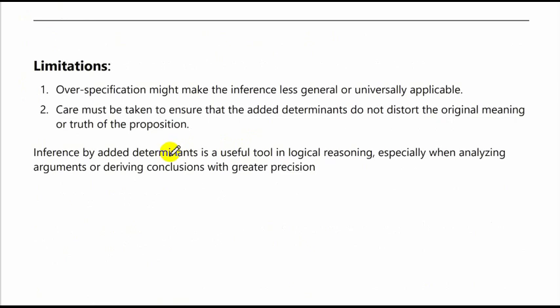Limitations. Overspecification might make the inference less general or universally applicable. Care must be taken to ensure that the added determinants do not distort the original meaning or truth of the proposition. Inference by added determinants is a useful tool in logical reasoning, especially when analyzing arguments or deriving conclusions with greater precision.